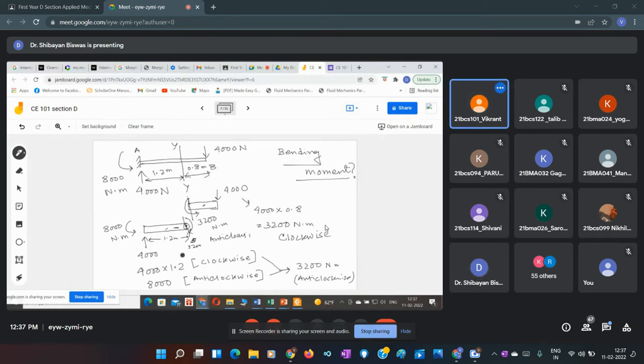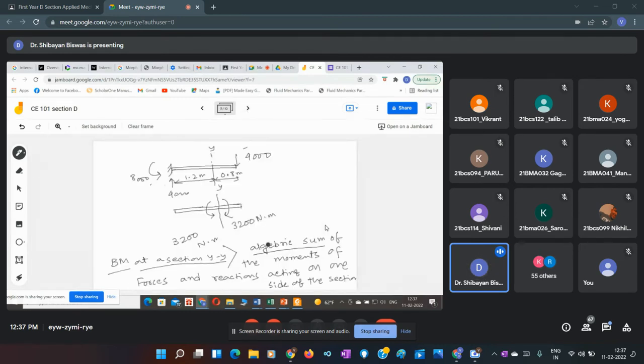Now it is clear, sir. Okay, so this 4000 will have a moment here because there is a distance, and the moment 8000 is automatic. And why was I saying algebraic sum? Because one will be positive and one will be negative. At this point of time I am saying clockwise and anti-clockwise because that will be easier to understand. From that part we get an extra 3200 Newton-meter in the anti-clockwise direction. To counteract this moment we have to have some equal and opposite moment at the section to be in equilibrium. So this is the bending moment definition: the algebraic sum of the moments of the forces and reactions acting on one side of the section, be it right, be it left.